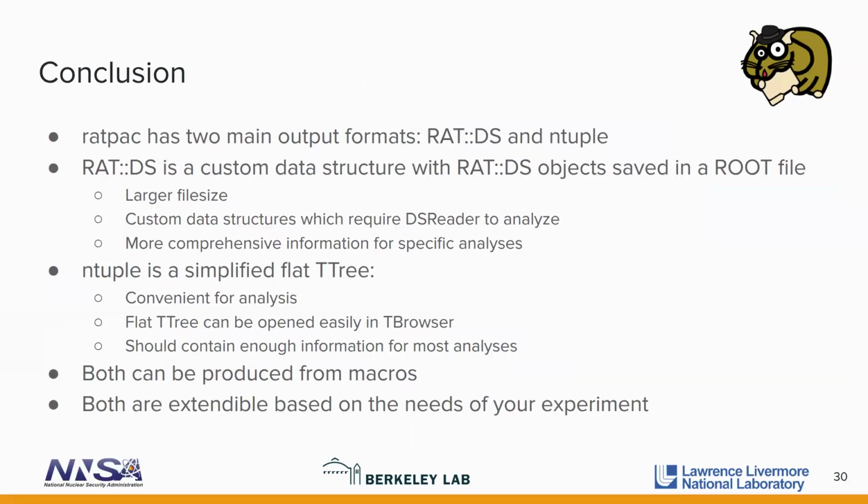So yeah, I think that is all that I have. Basically, conclusions: there are two main output formats, the DS and the n-tuple. The DS has more functionality if you really need it, but most of the time you're probably just going to be using the n-tuple. Both of them can be produced from the macros and can be extended based on the needs of your experiment. So, are there any questions?